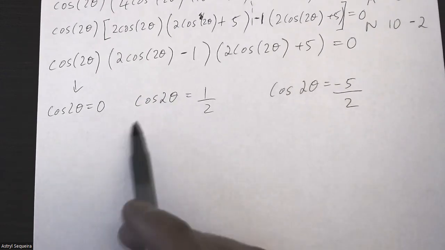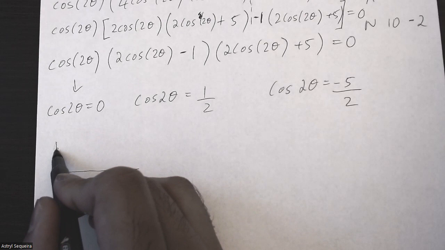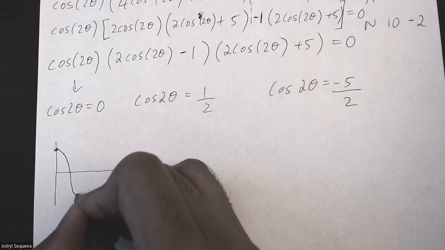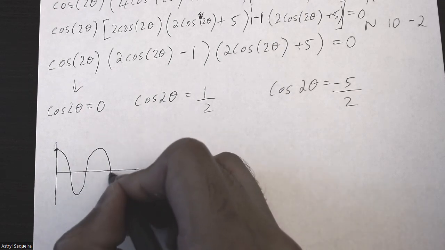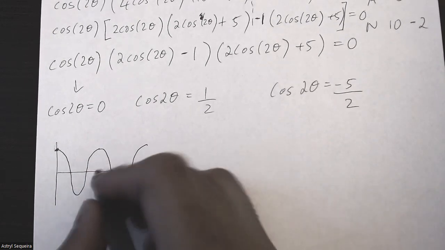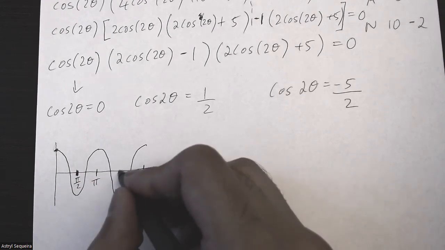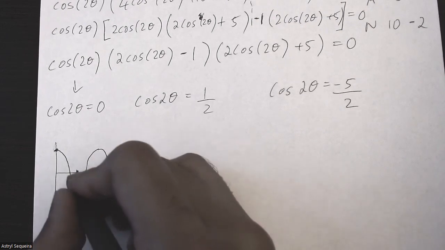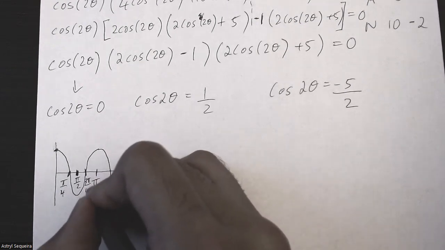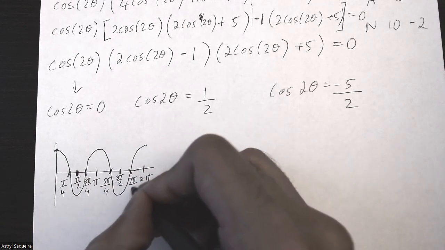So for cos 2 theta equals to 0, that's an exception case. I'm going to use my cos graph to figure that out. So cos 2 theta means my k value is 2, which means my period is pi. I'm going to have 2 cycles between 0 and 2 pi. That's 2 cycles right there. This is 2 pi. This is pi over here, which means this is in the middle, which is pi over 2. This is 3 pi over 2, makes this pi over 4, 3 pi over 4, 5 pi over 4, and 7 pi over 4.